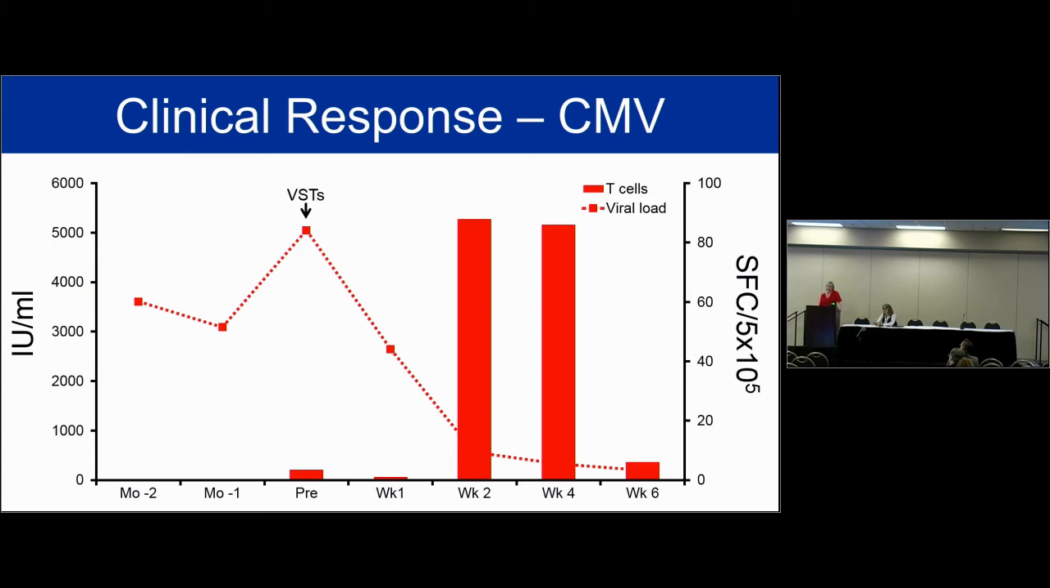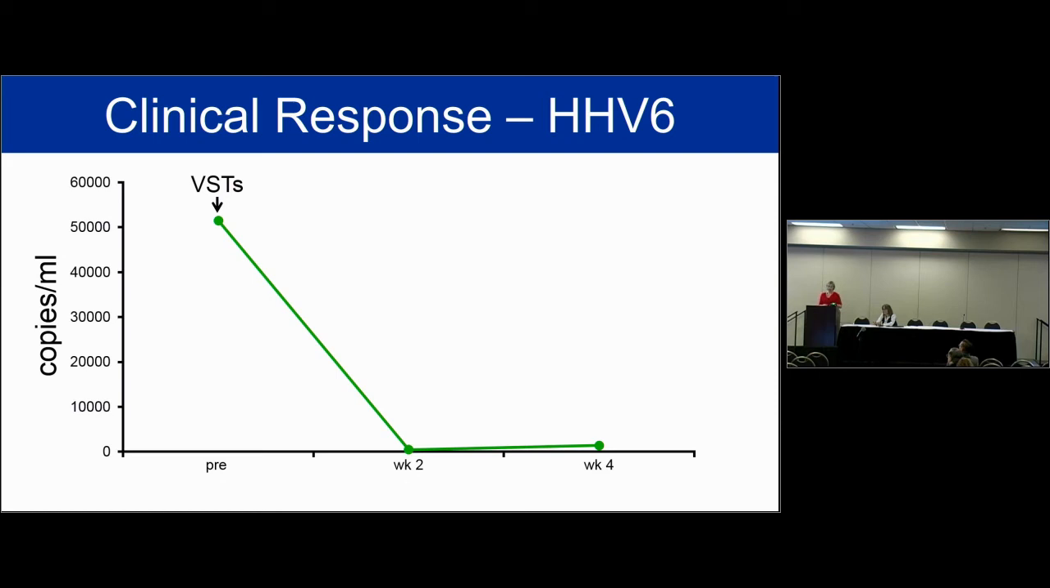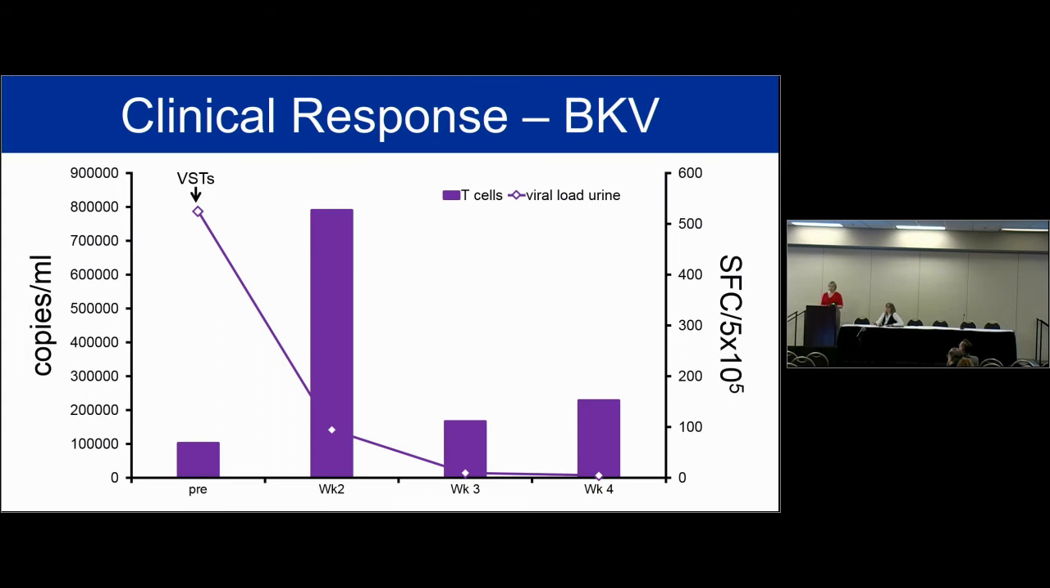Here's a similar picture for EBV. Again, viral load drops away very nicely, and the T cell response comes up. Here's an example for HHV6. Again, the viral load drops away within a couple of weeks of infusion. And here is a case of a patient with BK virus, a patient with BK hemorrhagic cystitis. The line looks at the viral load in the urine of this patient, and this drops away nicely, coincident with an increase in the circulating frequency of BK-specific T cells.